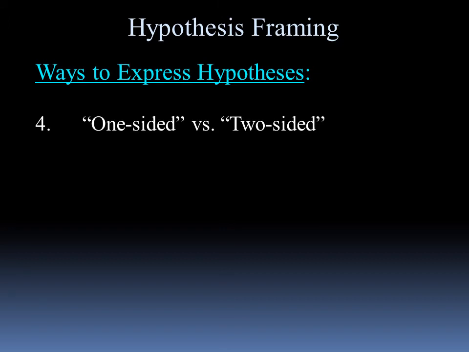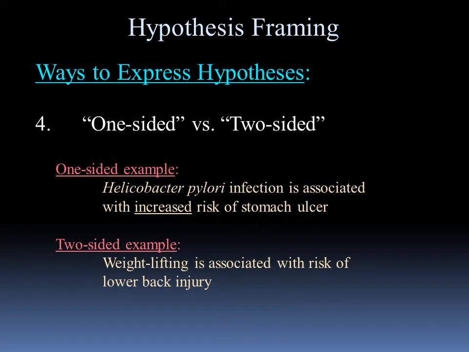An example of one-sided hypothesis is Helicobacter pylori infection is associated with increased risk of stomach ulcer. An example of a two-sided hypothesis is weightlifting is associated with risk of lower back injury.